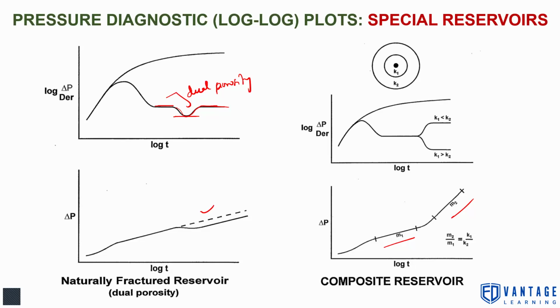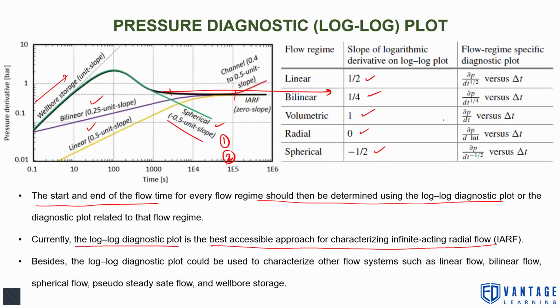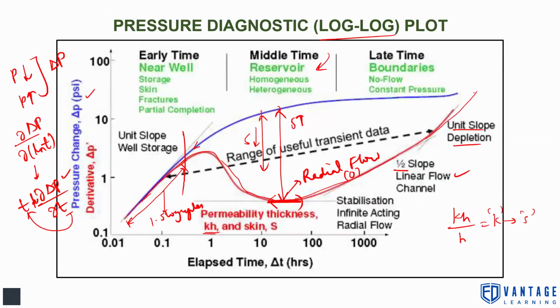in the late time region. And one more thing is that in the late time region, if it goes up, if it has a positive slope, it is a no flow boundary. No flow means steady state boundary or pseudo steady state boundary. And if it is going down in the late time region, it is a constant pressure boundary. And if it falls down very fast, it is a leaky boundary.